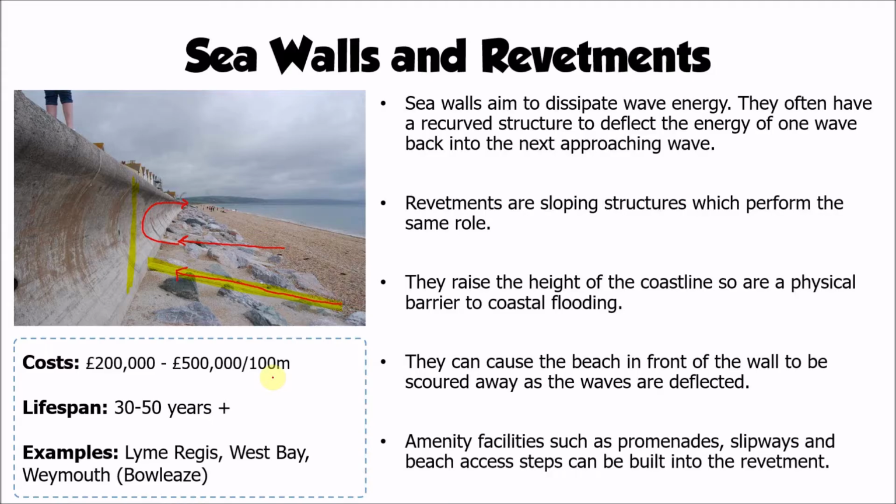Some examples locally in Dorset, Lyme Regis has two large sea walls running along either side of the town. West Bay has a sea wall, and so does the area around Bowleys Cove in Weymouth. So again, where we have valuable assets close to the shoreline, sea walls and revetments can provide a very durable, effective means of tackling erosion and flooding. However, that does come at a cost.